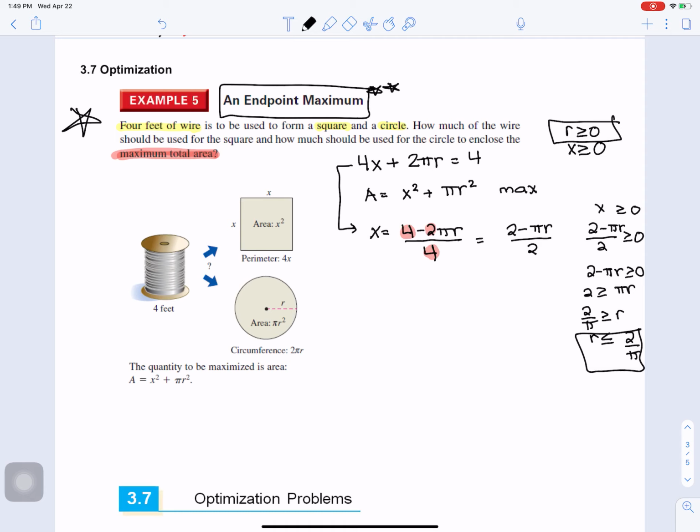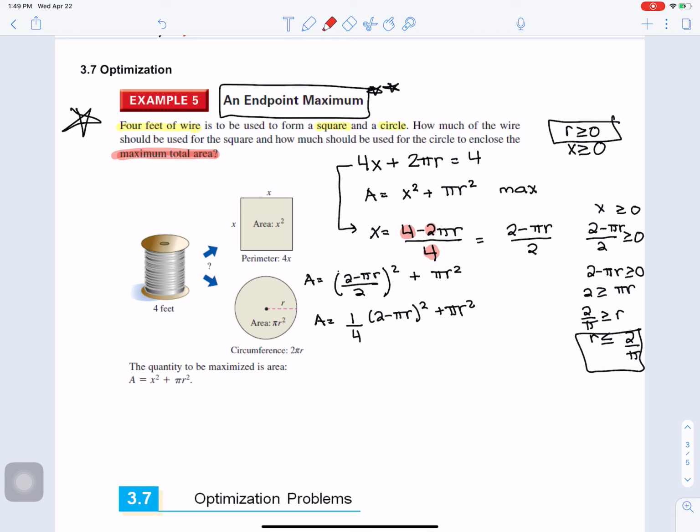So let's go ahead. We need to use the extreme value theorem, which means I need to find my critical points by taking my derivative and setting it equal to 0. So my area is x squared, which is this expression I just found: (2 minus pi r over 2) squared plus pi r squared. One cleanup step, the denominator expands out to 1/4. We get (2 minus pi r) squared plus pi r squared.